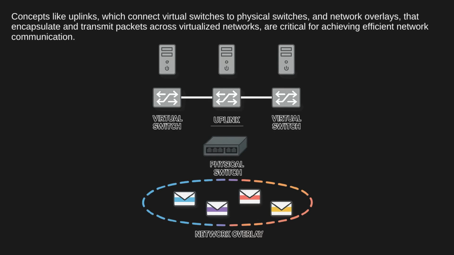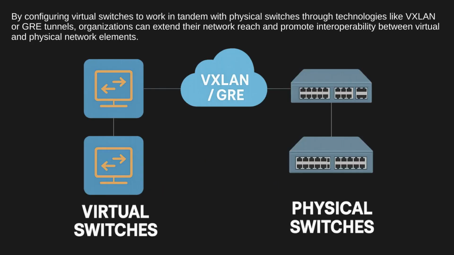Concepts like uplinks, which connect virtual switches to physical switches, and network overlays that encapsulate and transmit packets across virtualized networks, are critical for achieving efficient network communication. By configuring virtual switches to work in tandem with physical switches through technologies like VXLAN or GRE tunnels, organizations can extend their network reach and promote interoperability between virtual and physical network elements.